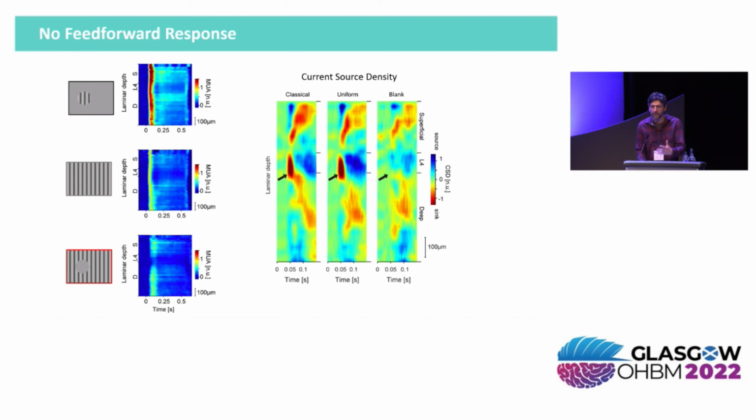I think you can see that even more clearly if you look at current source density, which shows you the current flow that is going on in cortex. Normally, when you show a visual stimulus, you get this big current sink as the input comes into layer 4 and drives current into neurons. So that's this big red blob that I've arrowed on the slides for the classical stimulation and the uniform stimulation. But in the blanks situation, where we have an occluder, that initial current sink is completely absent.